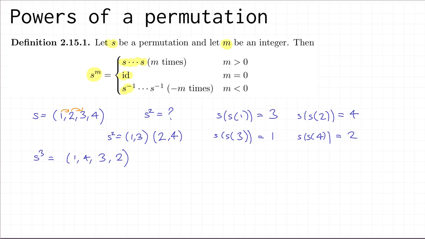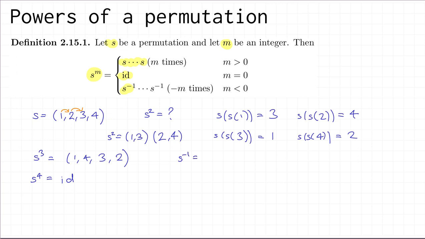Let's do another, s to the 4. Okay, well this time if you do s 4 times, then 1 will go to 2, to 3, to 4, and then all the way back to 1 again. And 2 will go to 3, to 4, to 1, and then back to 2 again. So actually what's going to happen there is s to the 4 is going to be the identity permutation. And finally, well, let's look at the inverse. Let's look at some negative powers of s.